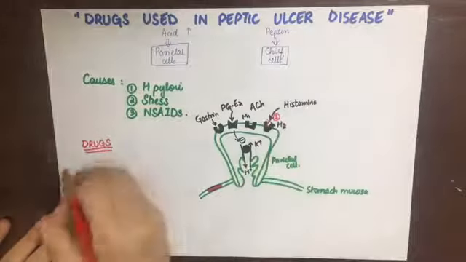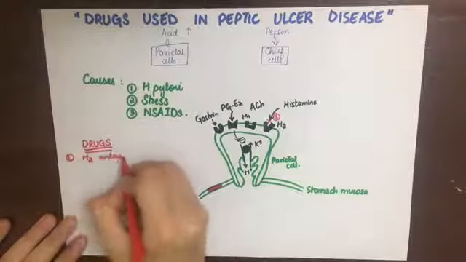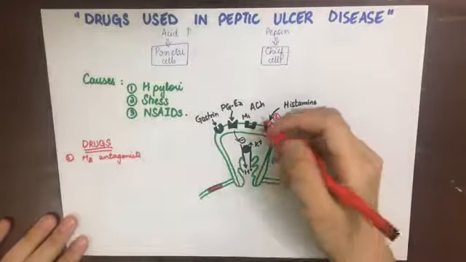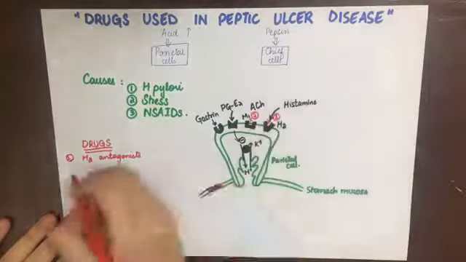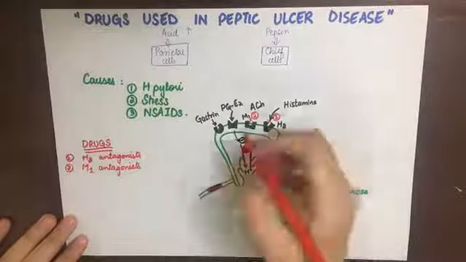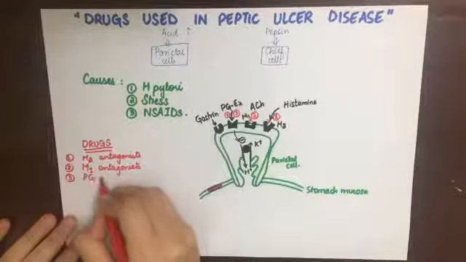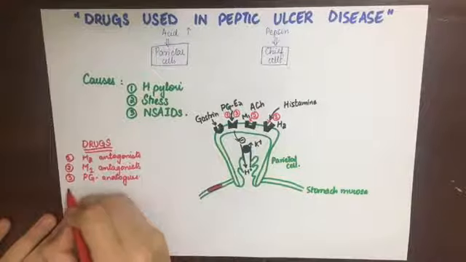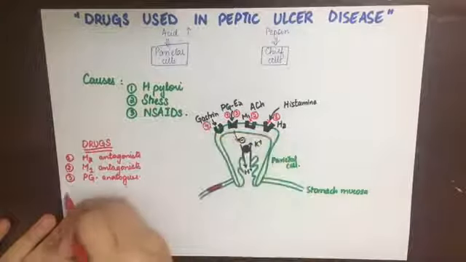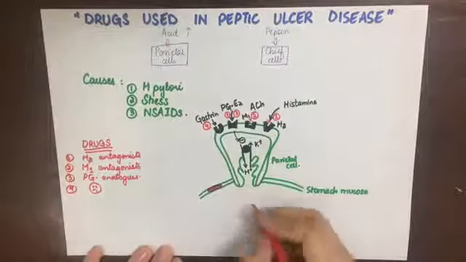Now I'll mention the drugs and their site of action on this diagram. Firstly, we can use H2 antagonists, which will act on the site labeled as 1. Secondly, we can use M1 antagonists, which will act on the site labeled as 2. Thirdly, we can use prostaglandin analogs, which will act on the site labeled as 3. Sadly, we do not have any gastrin antagonists.